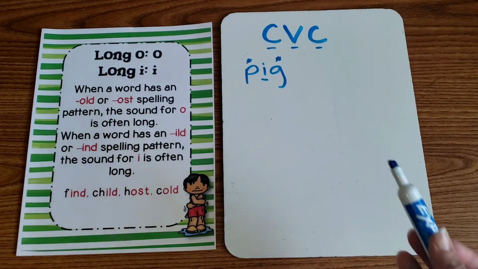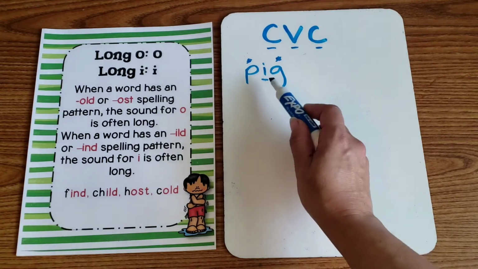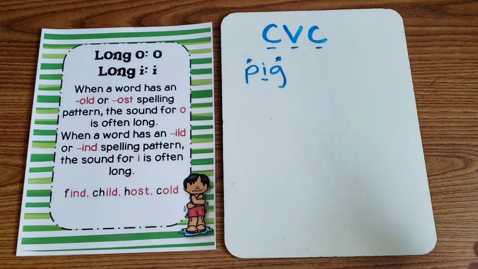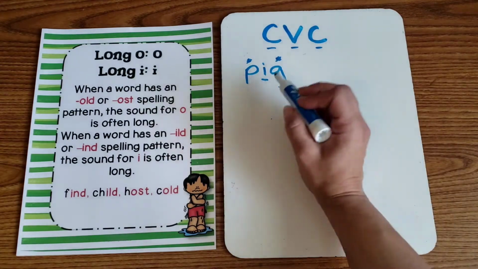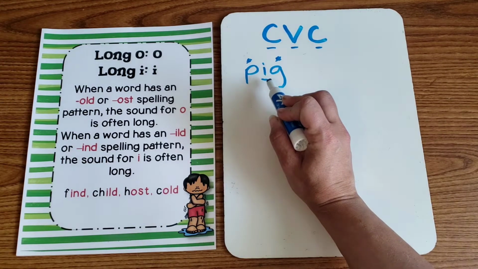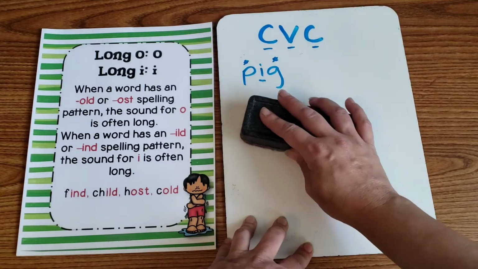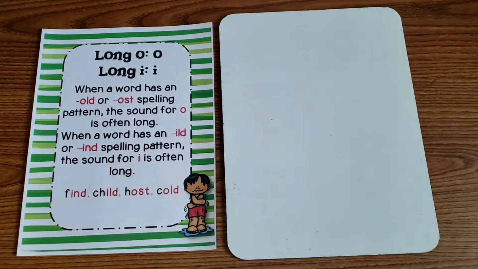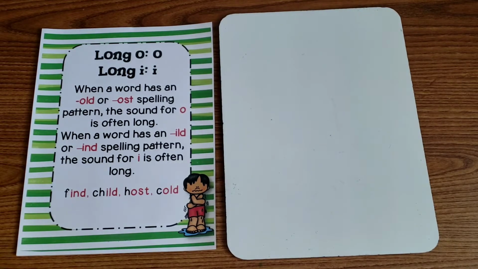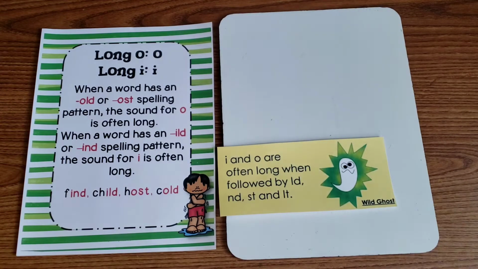Okay. So a closed syllable is when you have your vowel that's closed in by one or more consonants. And we learned that that kind of vowel makes the short vowel sound. So this word is p, pig, right? So those are our closed syllables. But with all the rules that we've learned, our closed syllables have what we call closed syllable exceptions, our rule breakers, okay? And I call them the wild ghosts. The wild ghosts are our rule breakers.